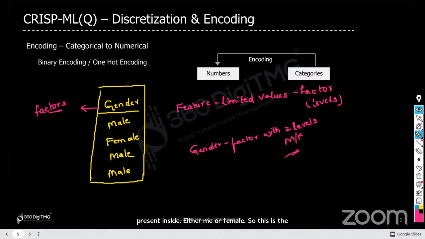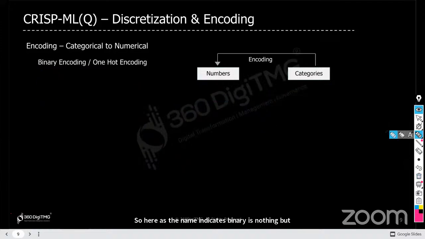Okay, so we are about to talk about binary encoding or one hot encoding. What is binary and what is one hot? As the name indicates, binary is nothing but zeros and ones. Let's see what zeros and ones are. Here I have an example of a column called gender. Gender has either male or female, or male, male, female, and so on.